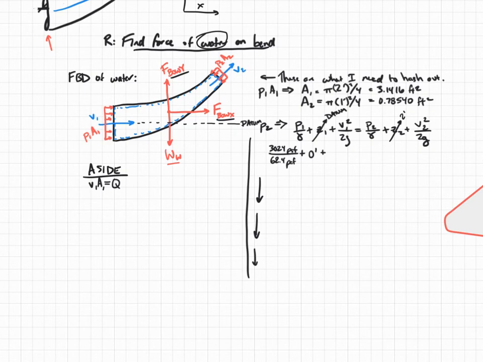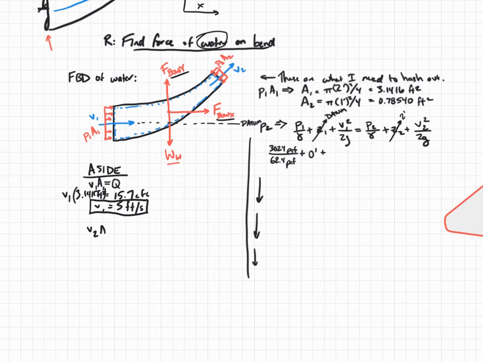V1A1 equals Q. So Q is 15.7 CFS. A1, which is what we have solved for, is 3.1415 feet squared. And this is V1, right? So V1 works out to a nice, pretty 5 feet per second. It's almost like somebody designed this problem.